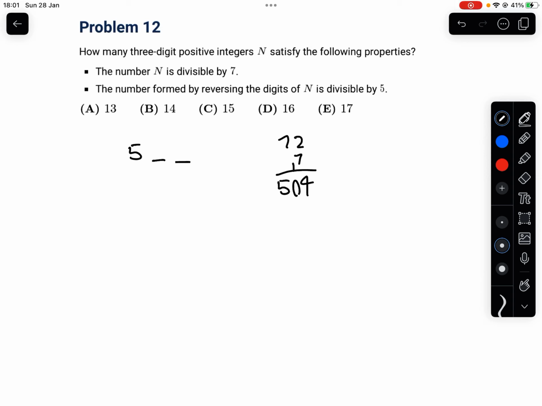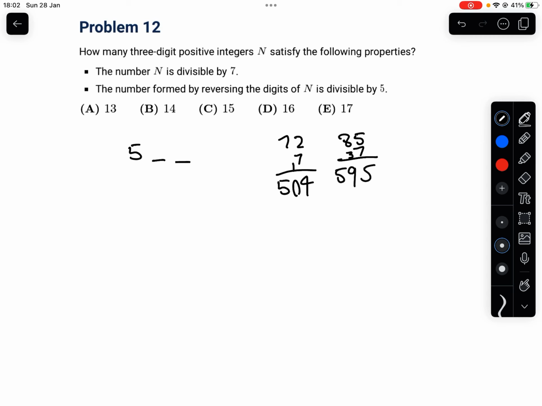And then let's test out values to find the biggest possible 3-digit integer that is divisible by 7 and starts with a 5. So let's try 85 times 7. That gives us 595, and that's clearly the biggest integer possible, because if we add another 7, we would get 602, and that would no longer start with a 5.